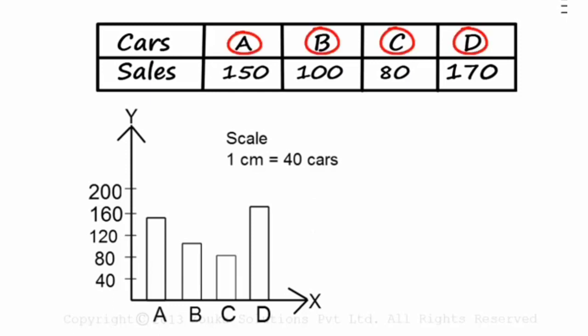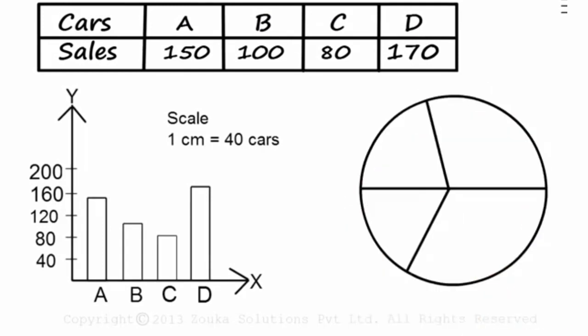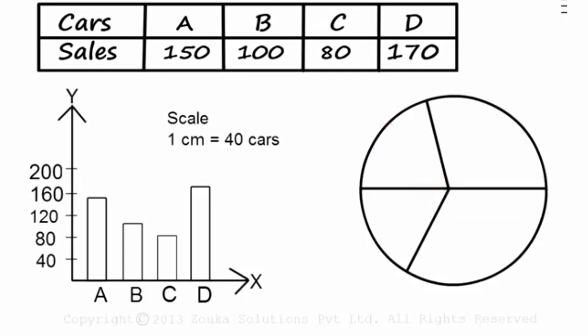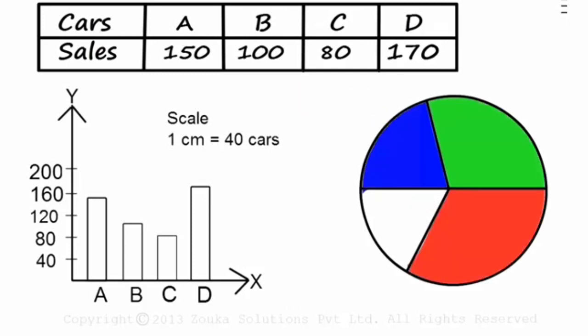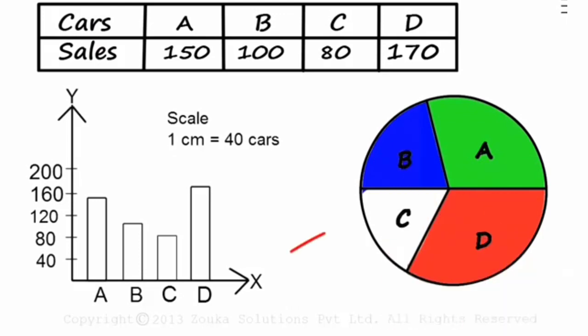Assuming that these were the only 4 types of cars sold, this is another way in which the data can be shown. It's a circle divided into 4 parts or sectors of not necessarily the same sizes. If all these regions are sectors, it means this point has to be the center. But what are these regions? They represent the 4 parts, sales of each A, B, C and D. Do not worry about how we drew this. We will see that soon. Just try to understand the logic first.